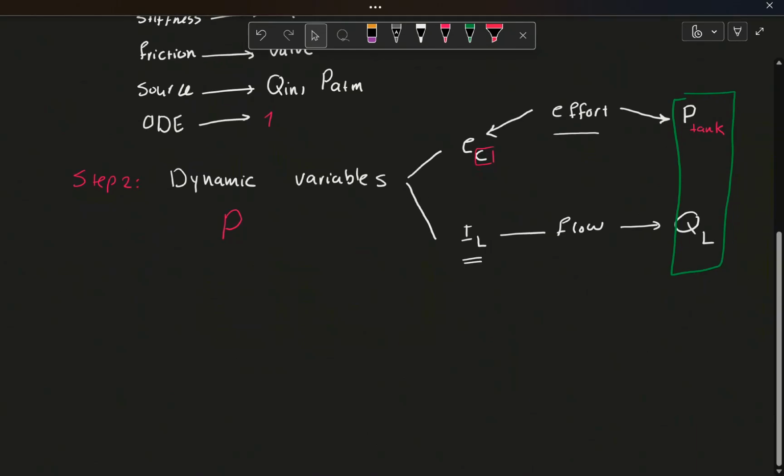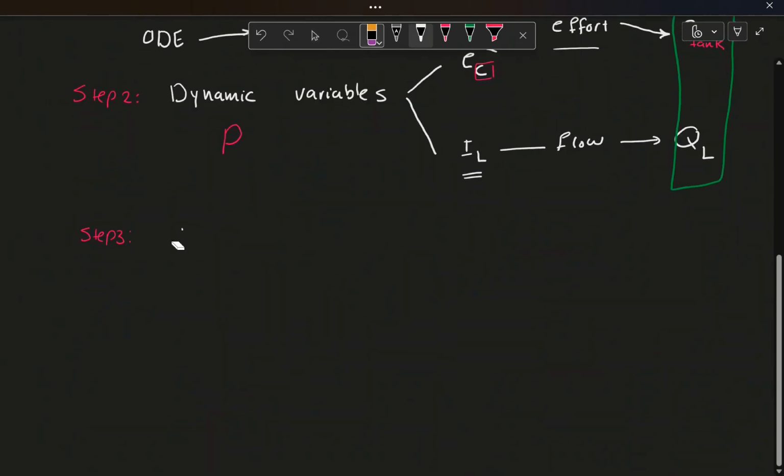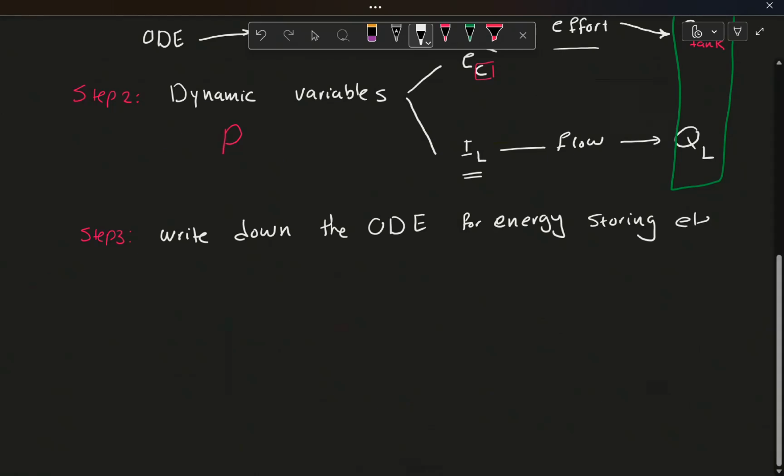So with this in mind, I'm going to go to step 3, which is basically writing down the ODE for that energy storing element. For this problem, I have only one energy storing element, and that's the tank. I'm going to write down the ODE for that one.